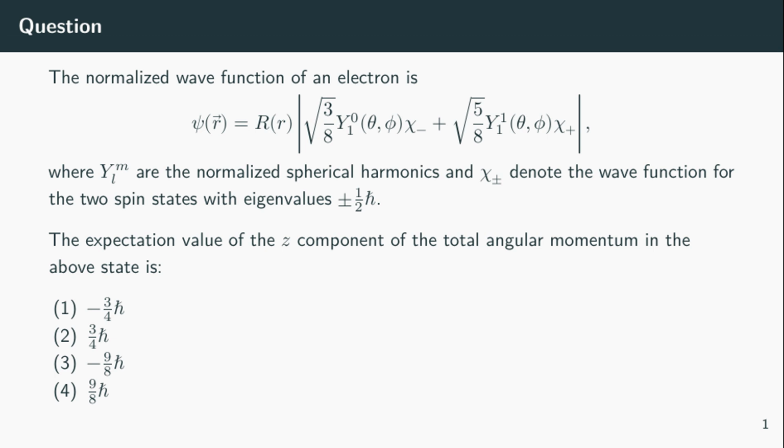We are told that Y_LM are the standard normalized spherical harmonics, and chi plus and chi minus represent the two spin states, with eigenvalues of plus or minus 1/2 h bar for the Sz operator. Our task is to find the expectation value of the z component of the total angular momentum in this specific state, and we have four options presented.